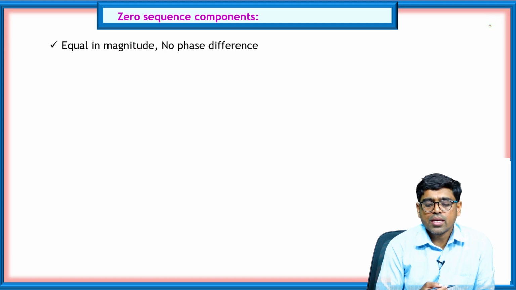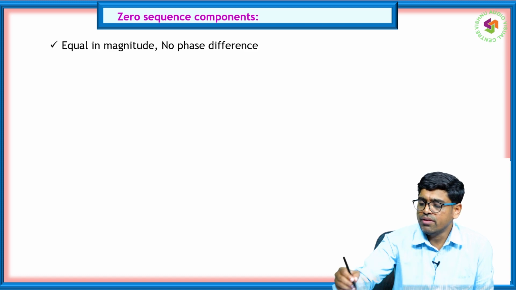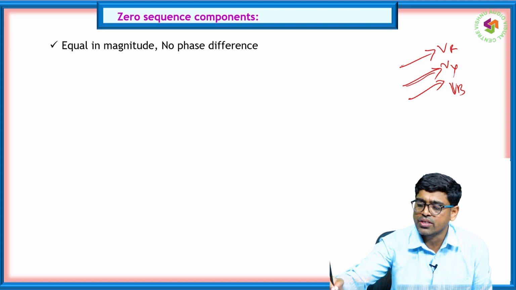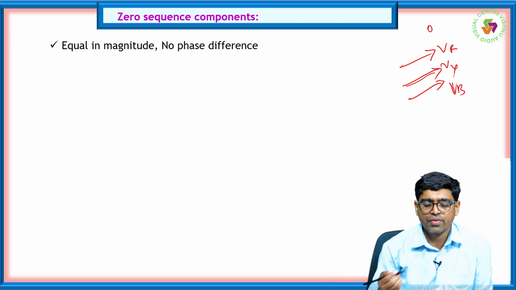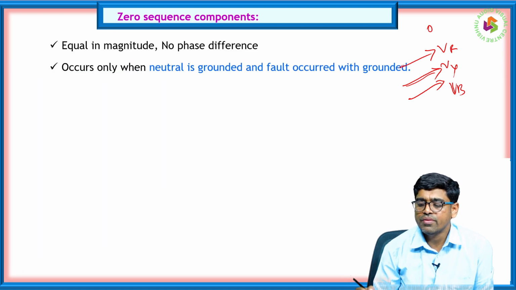And this zero sequence component has equal magnitude and no phase displacement. Equal magnitude means the R, Y, B phases, VR, VY, VB, all three phases have equal magnitude and zero phase displacement. It occurs only when the neutral is grounded and the fault occurs with grounding.